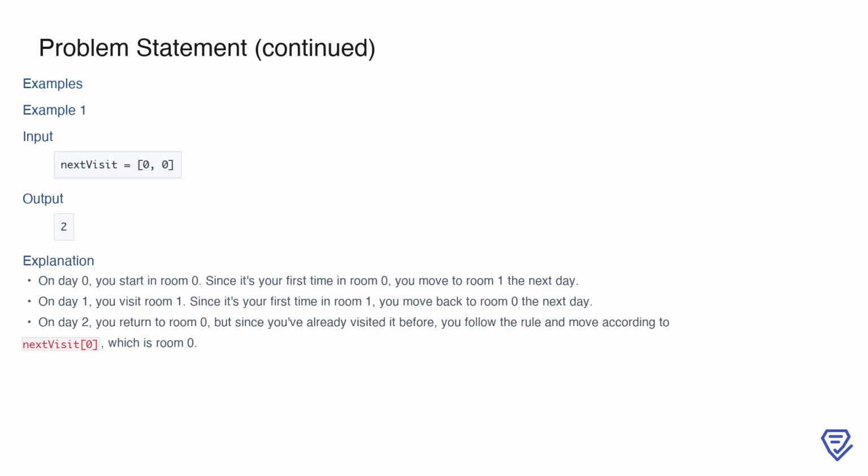Let's look at an example to understand the problem better. Suppose nextVisit is [0, 0]. On day 0, you start in room 0. Since it's your first time in room 0, the rules say you move to room 1 on the next day. On day 1, you visit room 1 for the first time, so you move back to room 0 the following day. On day 2, you return to room 0. This time, since you've already visited room 0 before, you follow the value in nextVisit[0], which is 0. This means you stay in room 0. At this point, you've visited all the rooms, both room 0 and room 1. So, the first day when all rooms have been visited is day 2.